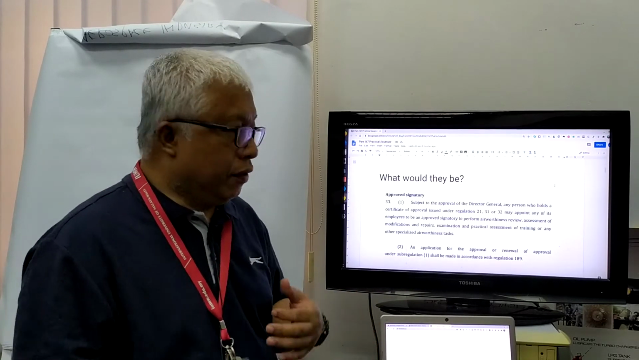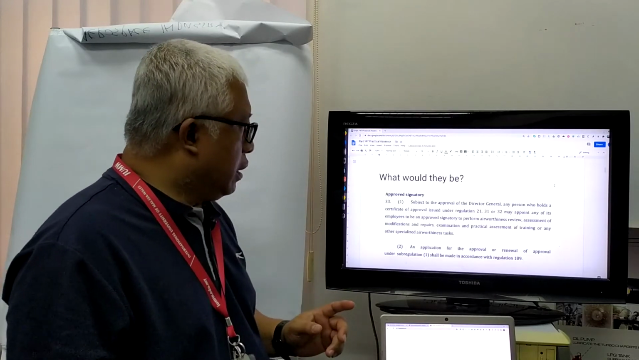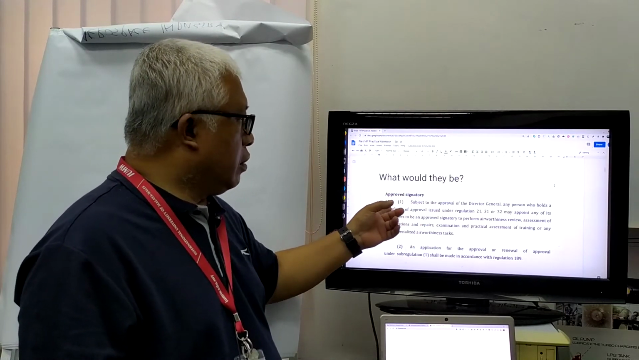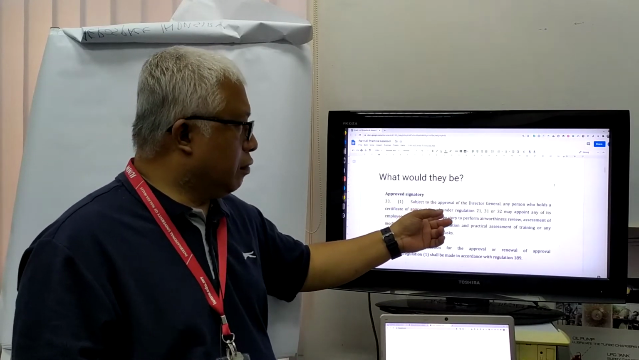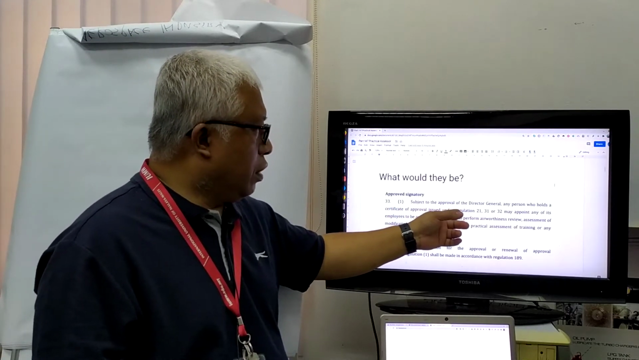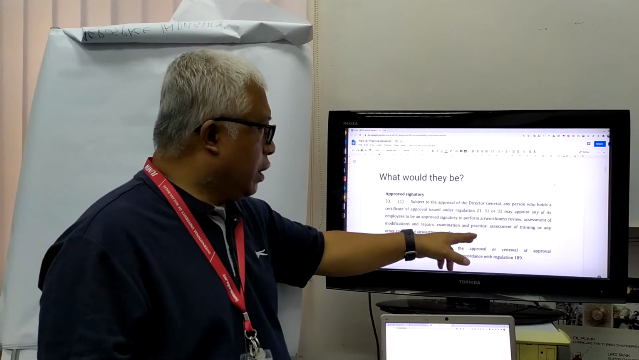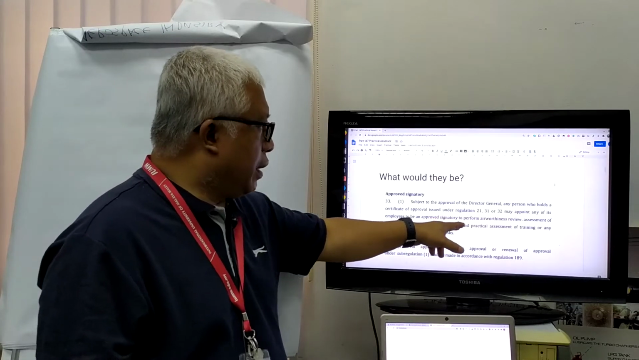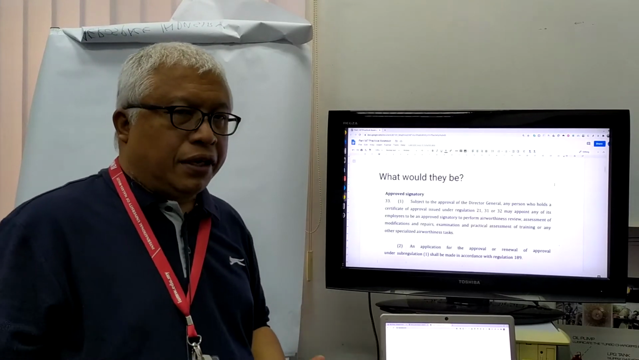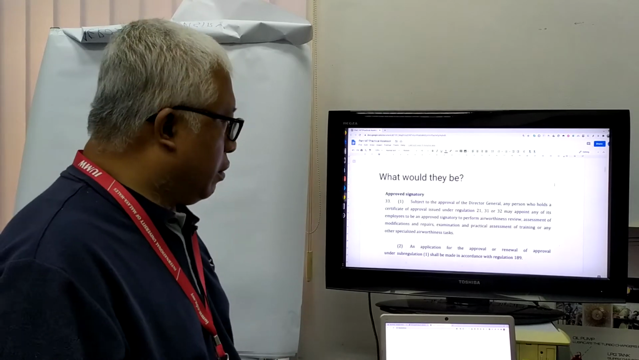Who are they? They are approved signatories. Under Malaysian Civil Aviation Regulation 33, they are under this category of approved signatories. The regulation says that, subject to the approval of the Director General, which is the CEO, any person who holds a certificate of approval issued under Regulation 21, 31, 32 may appoint any of its employees to be an approved signatory to perform airworthiness review, assessment of modification and repair, examination and practical assessment of training or any other specialized airworthiness task. So practical assessors are one of the approved signatories under the Malaysian Civil Aviation Regulation 2016, Regulation 33.